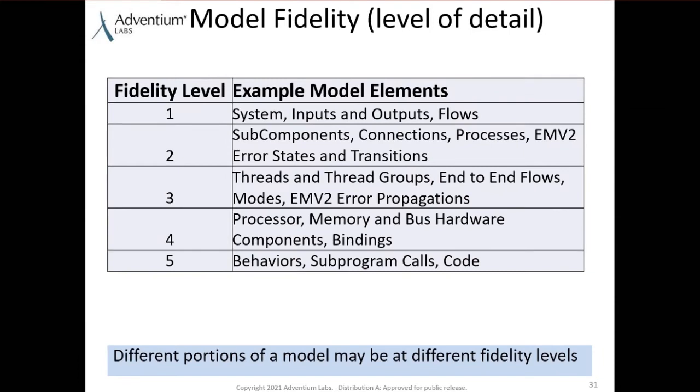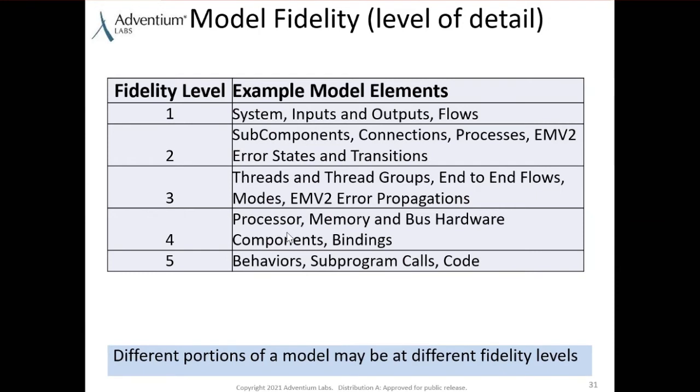Now, when we're talking about modeling, we need to talk about level of detail or level of fidelity. And we just have a list here of the different kinds of elements you'll see in a model at different fidelity levels. At a low level of detail, we model the system, maybe the inputs and outputs and data flows through the system. A little bit more detail, we'll add subcomponents and connections. Another step down, we can add software threads, end-to-end flows, maybe talk about some error propagations.